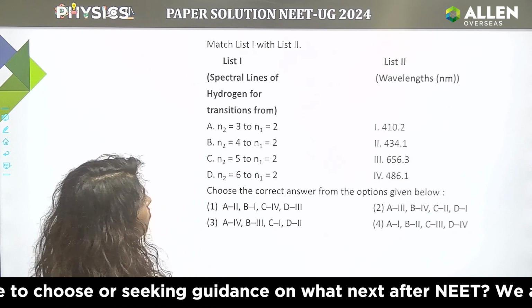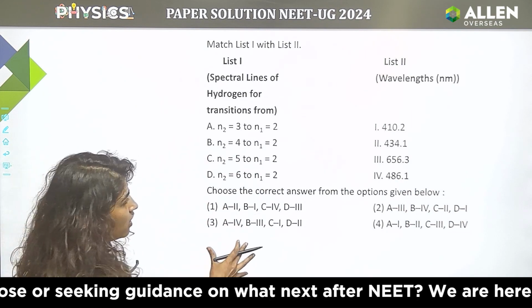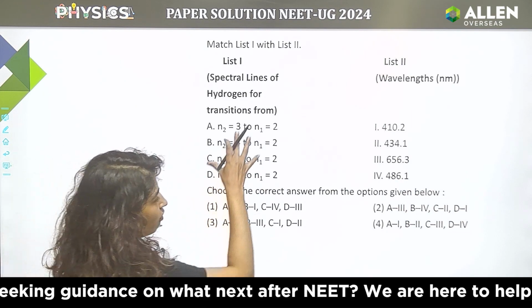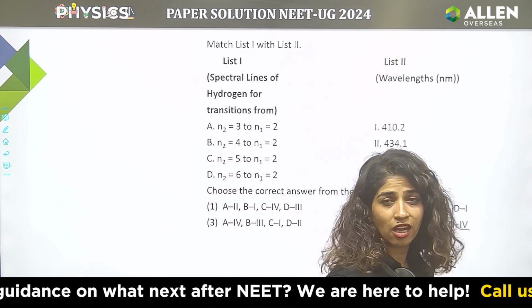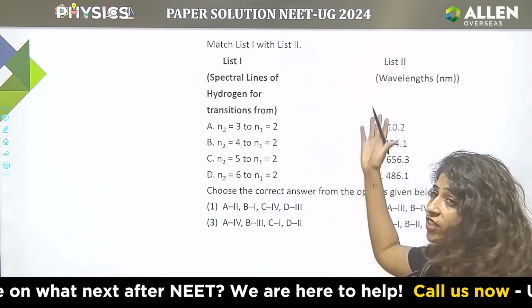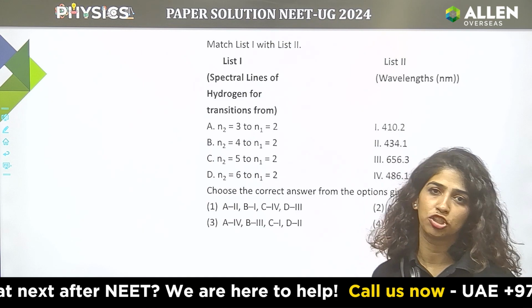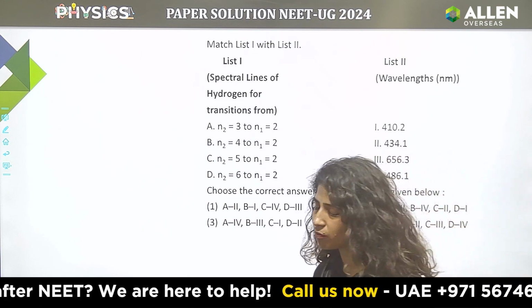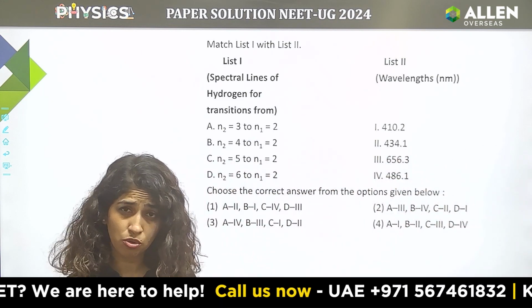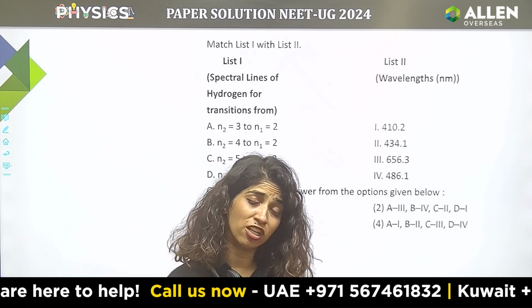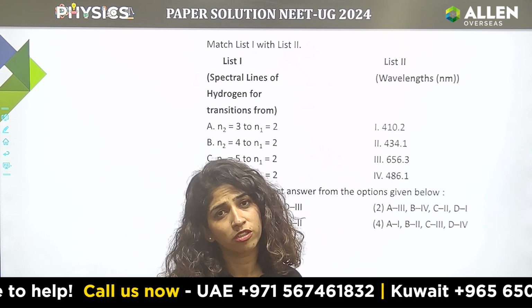Now match the column. Hydrogen spectrum line is given. Now very important. When you look at this question, the first thing that comes to your mind would be, are we supposed to remember the wavelength of each emission which is taking place in hydrogen spectrum? The answer is no, you were not expected to remember. So there is a logical way of solving this question. What is the logical way?